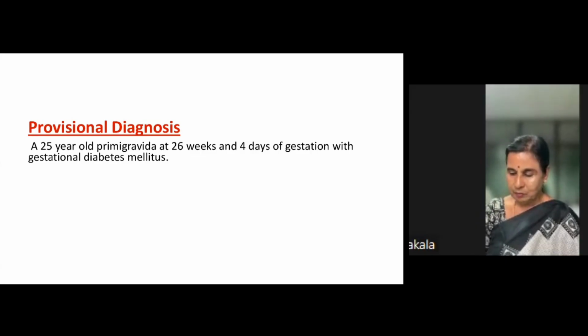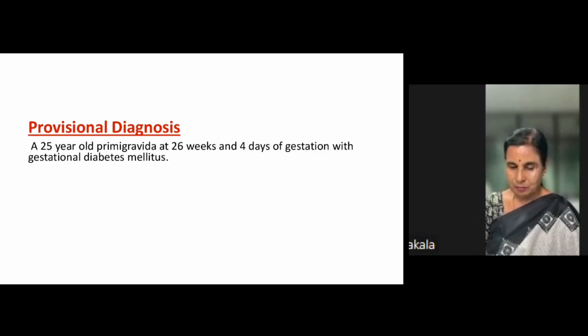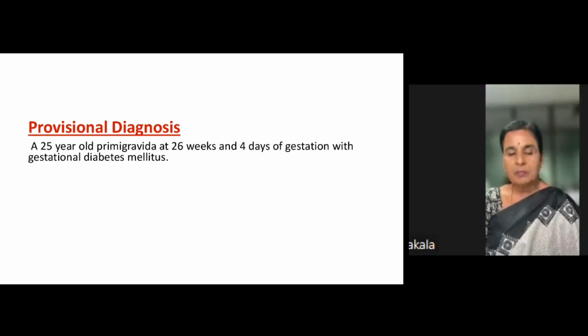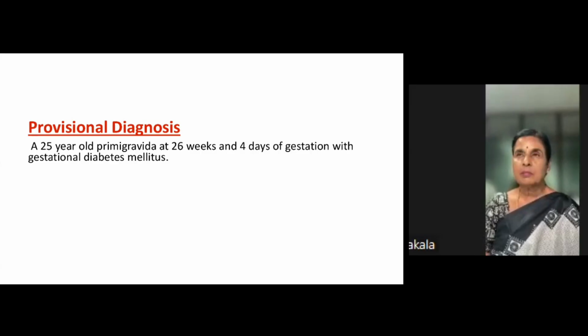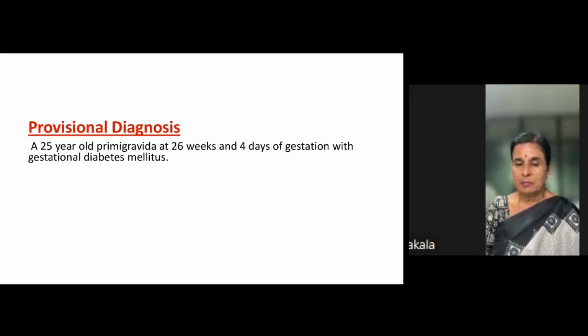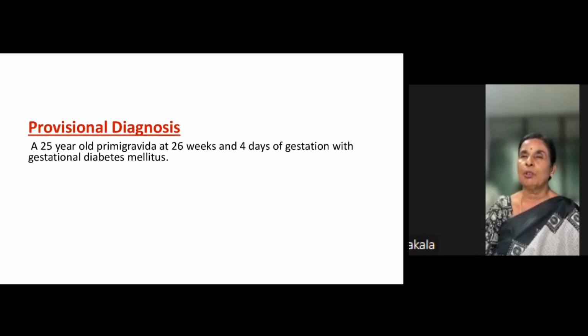Then intrapartum, due to macrosomia, there can be increased risk of operative morbidity. Then shoulder dystocia can also be seen. Then postpartum hemorrhage can be seen in the intrapartum period because of polyhydramnios. Then there can be prolonged labor. In the postpartum period, there can be puerperal sepsis. Good. Very good. You have enumerated almost all the complications, but let us go in detail one by one.